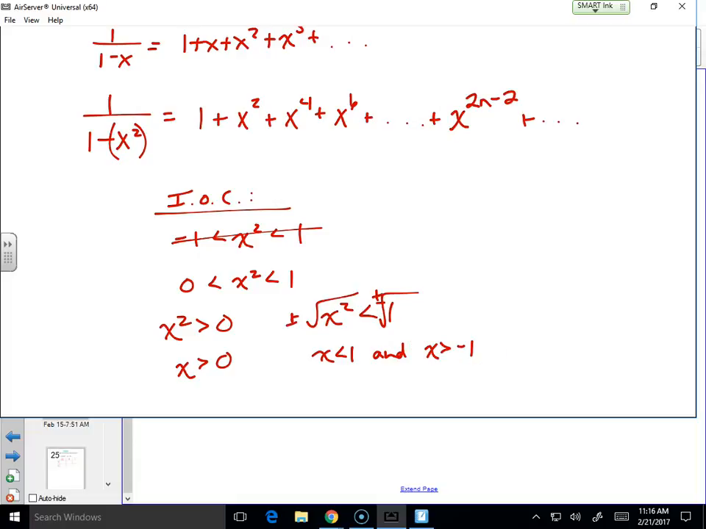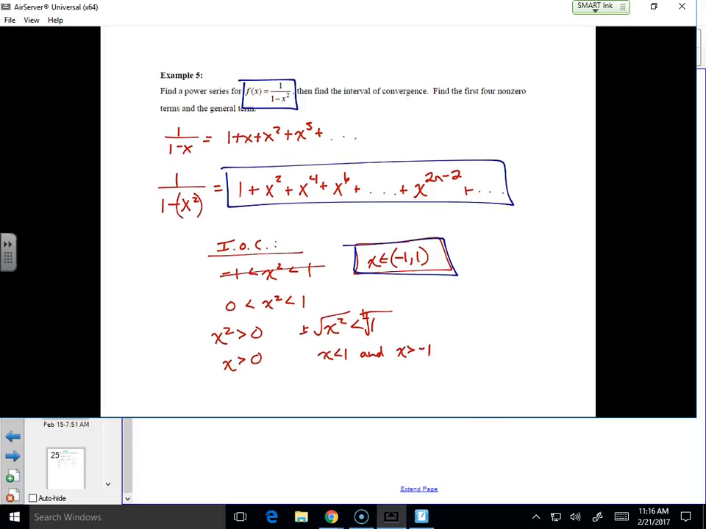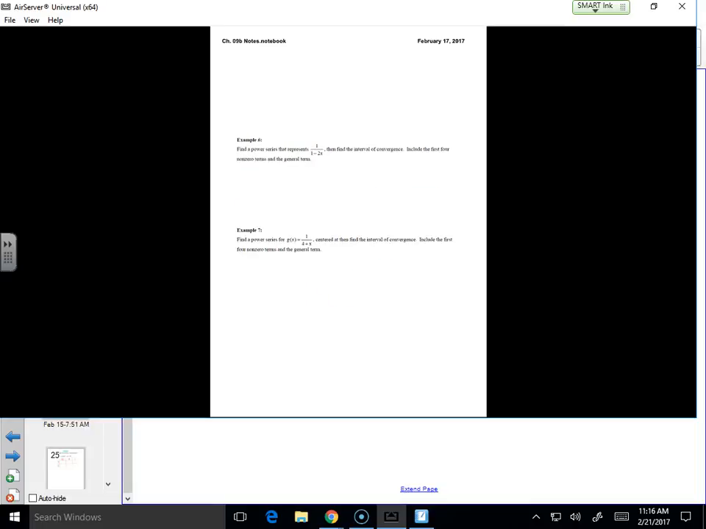So what do you actually still end up with? Does that make sense? So it's still between negative 1 and 1. Oh my goodness! This is going to get exciting.